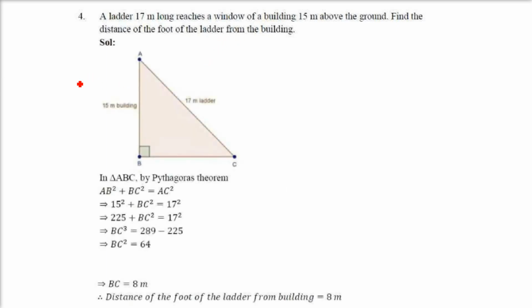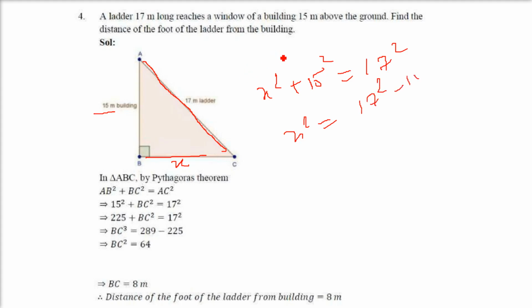So this is the figure. This is the 15 meter building. This is the 17 meter ladder, and we have to find this distance. Let us say it is x. So x square plus 15 square, we are using Pythagoras theorem, is 17 square. X square will be equal to 17 square minus 15 square.